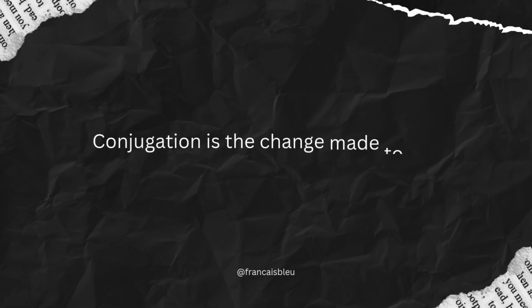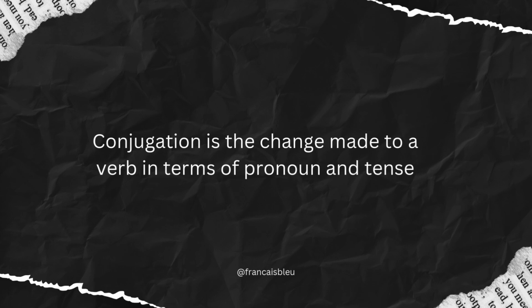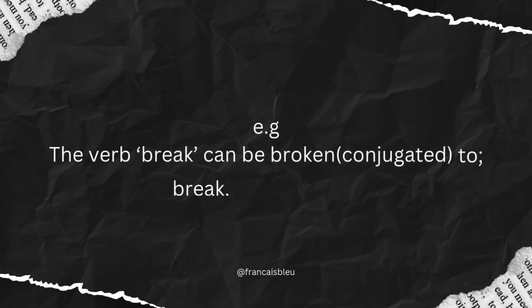Let's start with defining conjugation. Well, conjugation is the change made to a verb in terms of its tense or the pronoun that you use that verb in. For example, let's take the verb to break. To break can be changed or conjugated to break, as in I break, he breaks, we broke, depending on the tense used and the pronoun.